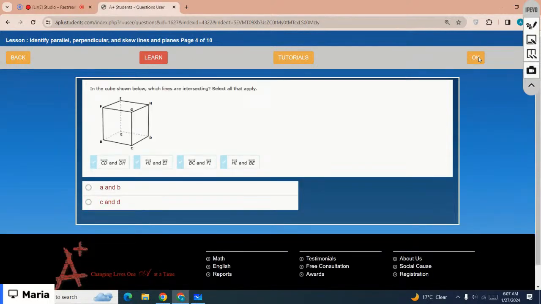The next one is in the cube shown below, which lines are intersecting? Okay, now you have to tell me which lines are intersecting. So just see them carefully and see which of them are intersecting. So which is the correct option?